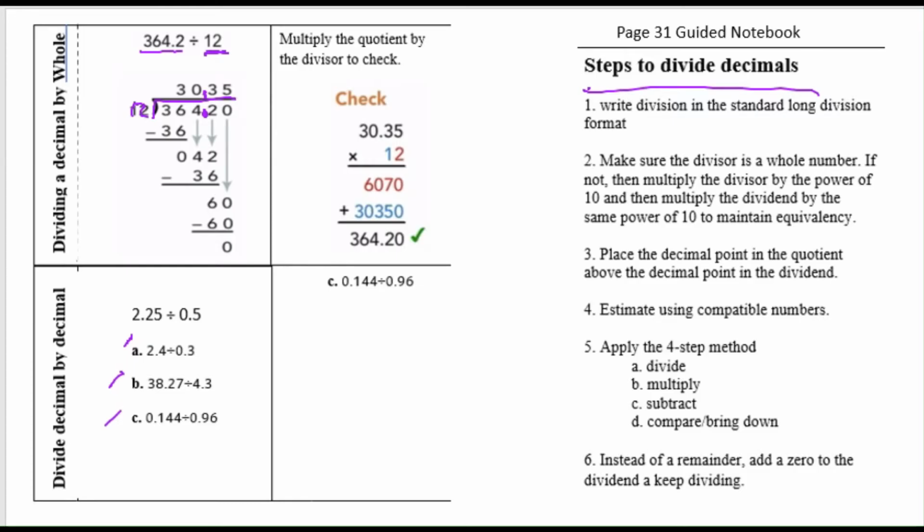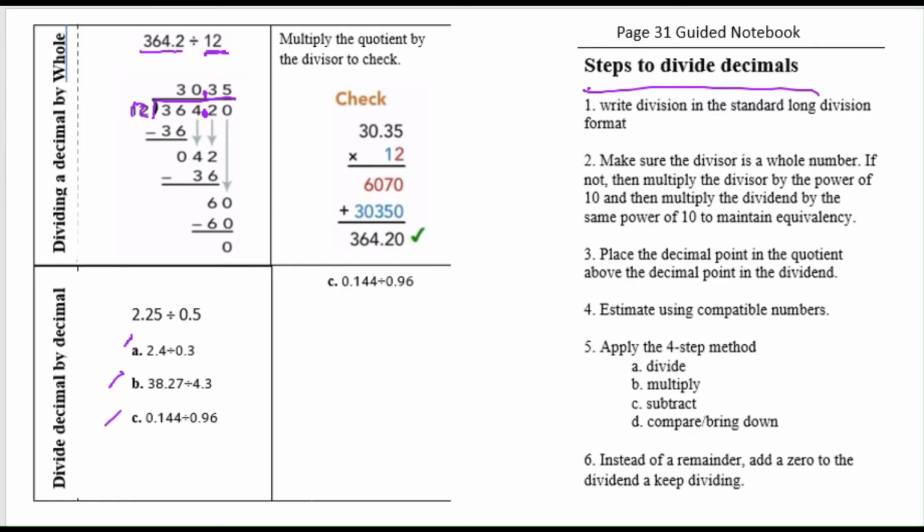So if your divisor is already a whole number, and remember a whole number does not have any fractional parts, a fraction or decimal parts. So since 12 is already a whole number, we will just divide as normal. So once we divide, we'll get 30 and 35 hundredths. And remember, wherever your decimal point is in the dividend, you move it right above it in the quotient. And that's after you've made sure your divisor is a whole number.